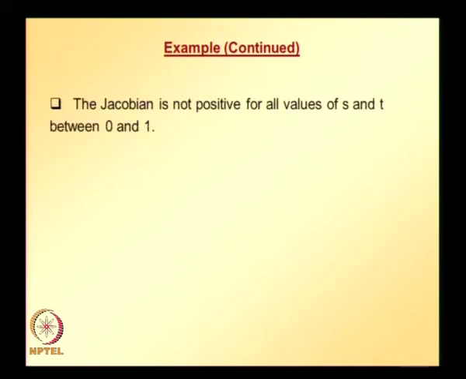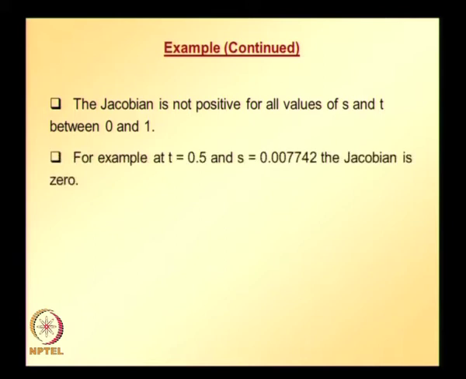And this can also be verified by checking the Jacobian or determinant of Jacobian, and it can be easily verified that the determinant of Jacobian that we just calculated is not positive for all values of S and T between 0 and 1. For example, at T equal to 0.5 and S equal to 0.007742, Jacobian is 0. So, the mapping is having some problem, it is not a valid mapping. This is how we can check the validity of isoparametric mapping.